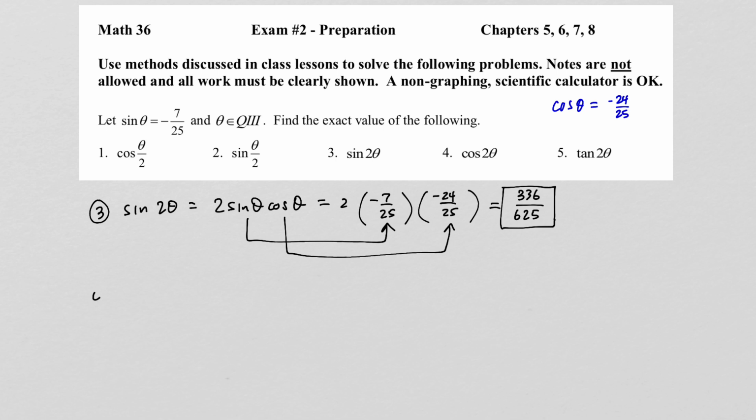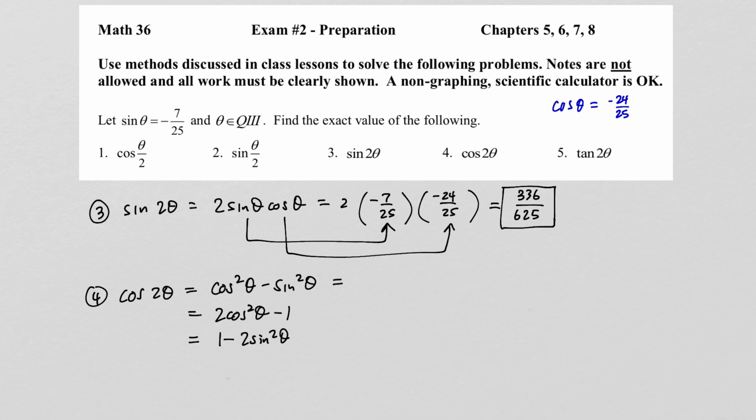For the fourth problem, we are finding the cosine of 2 theta. Cosine of 2 theta has 3 identities. The first one is cosine squared theta minus sine squared theta. The second one is 2 cosine squared of theta minus 1. And the last one is 1 minus 2 sine squared of theta. And you can use any of these, and you'll get the correct answer. I'll just show you what you get when you use the first one.